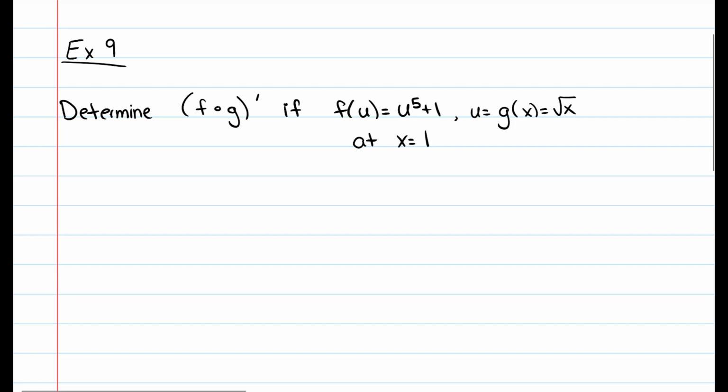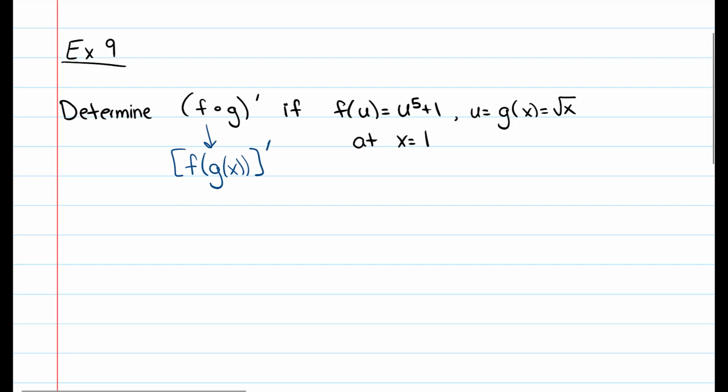Example 9, we want to determine the derivative of f of g, if f of u is equal to u to the 5th plus 1, and u is equal to g of x, which is equal to the square root of x, at x equals 1. All right, so the first thing we want to do is go ahead and write this in a way that makes sense to us. So f of g of x, we're going to rewrite as f of g of x, and then around the whole thing, put a prime symbol.